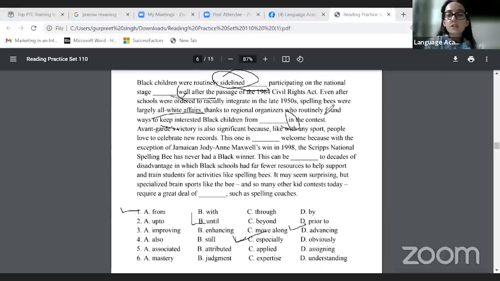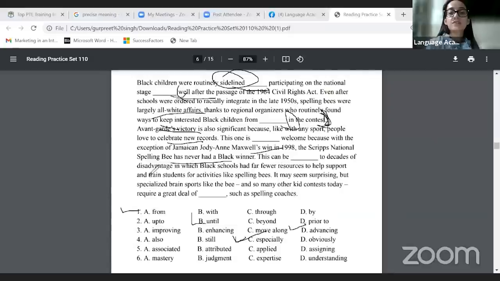So here, if you would have noticed, your paragraph finished, because that was one story, that black children were not allowed to participate. And then they are giving the examples of when it started to happen. Then these things were especially welcome because these were new records. This one is especially welcome because this is the only person. Before this, there was no black winner. This was the first one.